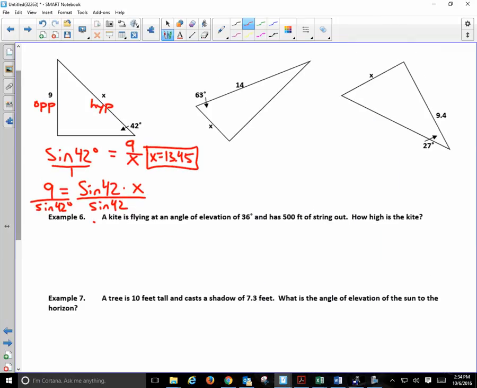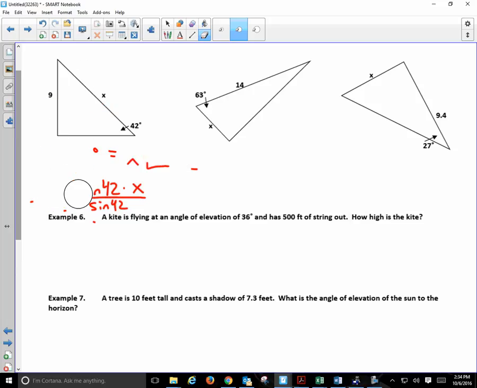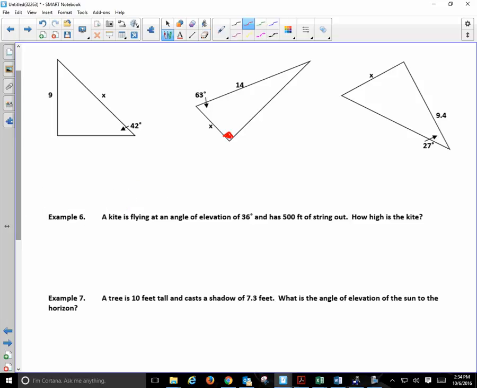Does it make sense that x is bigger than 9? Why? Because it's the hypotenuse. Let's try another one together, and you guys can try one on your own. This angle is 63 degrees. Tell me, which side is 14? The opposite, adjacent, or hypotenuse? Hypotenuse. How about x? X is the adjacent.